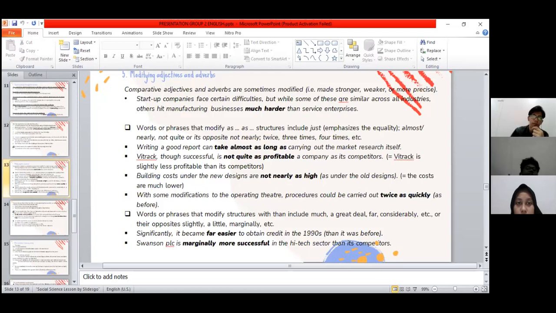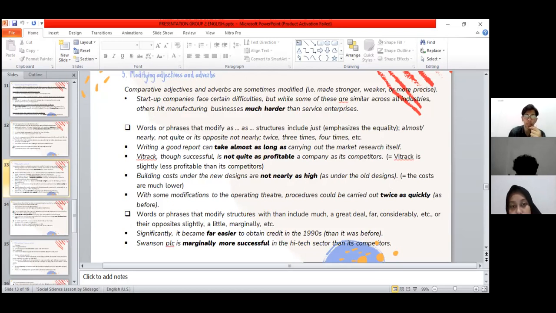Number five, modifying adjectives and adverbs. Comparative adjectives and adverbs are sometimes modified, made stronger, weaker, or more precise. Example: startup companies face certain difficulties, but while some of these are similar across all industries, others hit manufacturing businesses much harder than service enterprises.